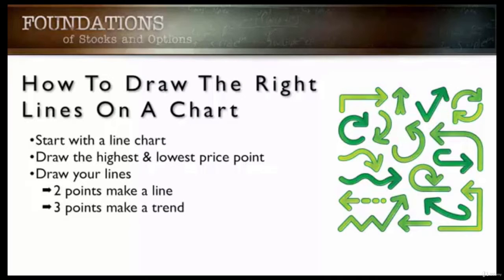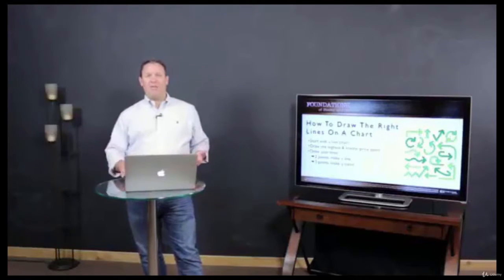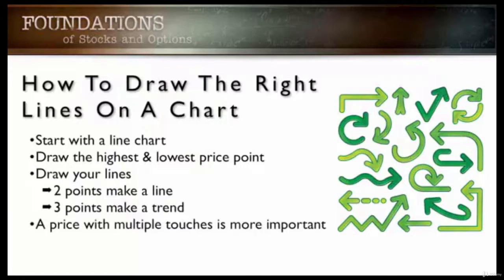And ideally, we're going to have 3 points or more. When we have 3 or more points, we start to have some trends in there, and it starts to be a more consistent turning point for that individual stock. Now, the next thing you want to do is try to identify any price point where the stock hits that price point and turns multiple times. The more times that a stock hits that point and turns, the more important that price is.